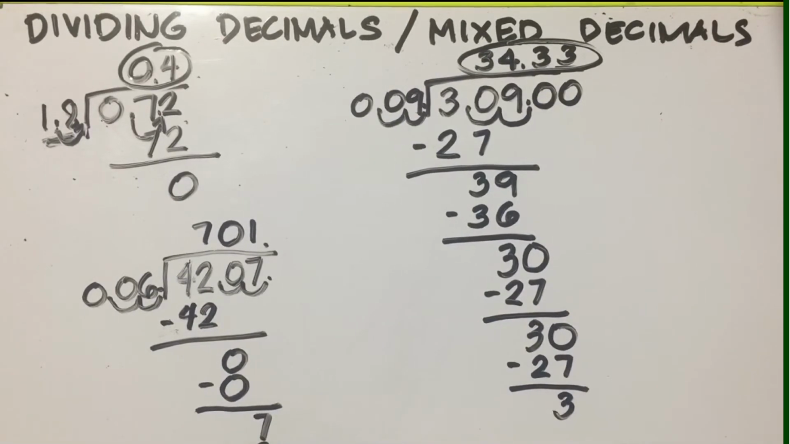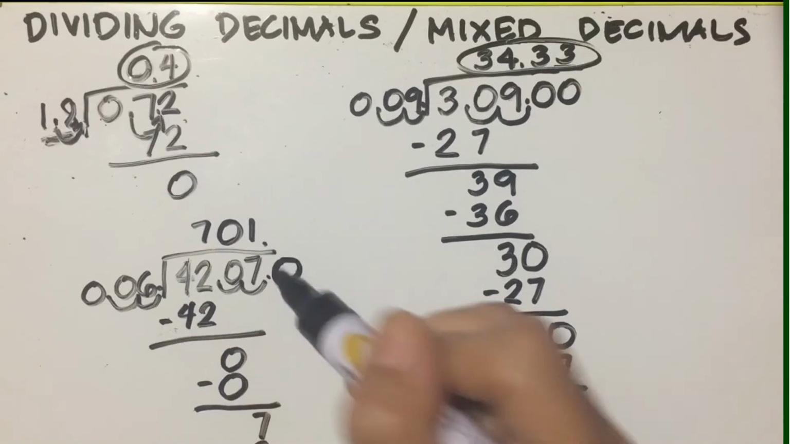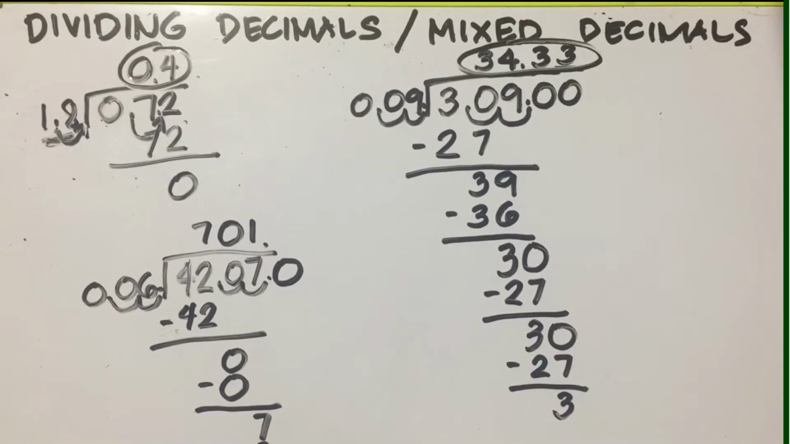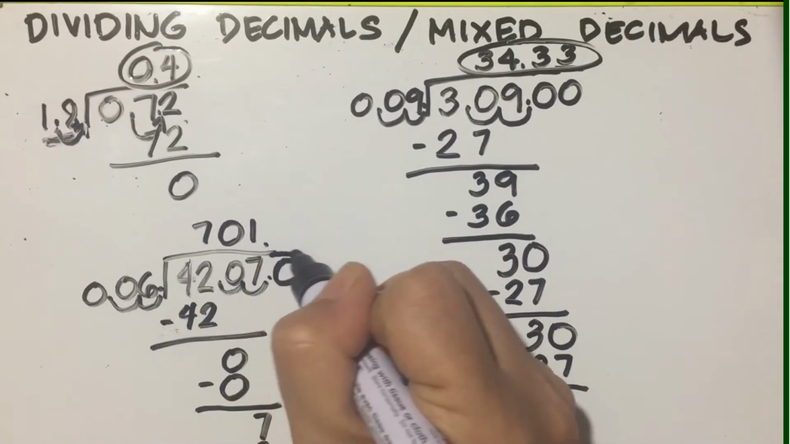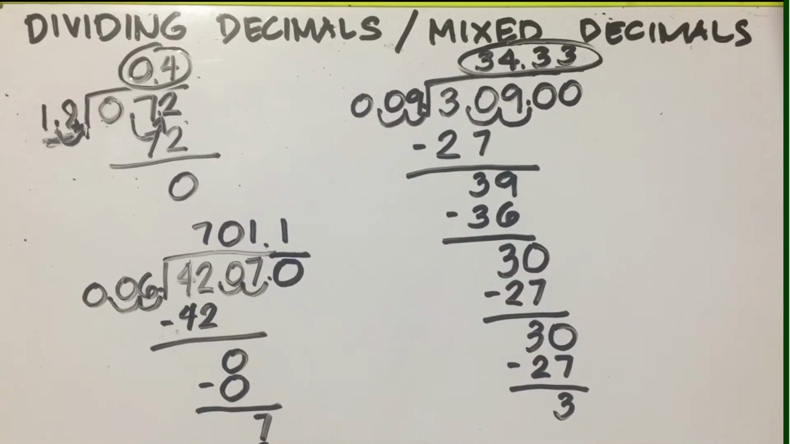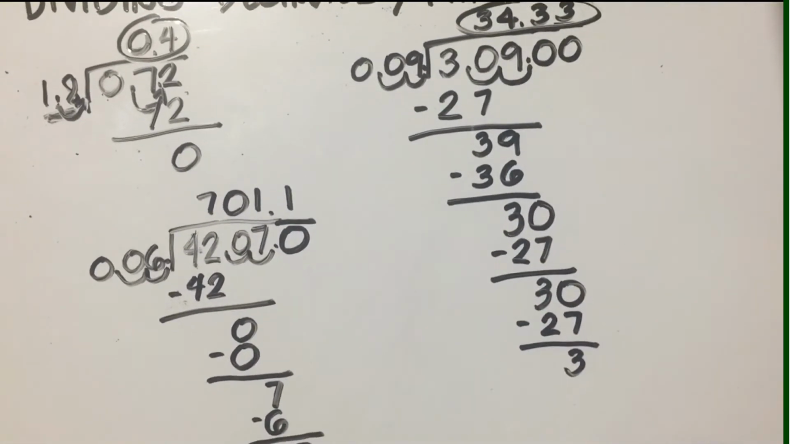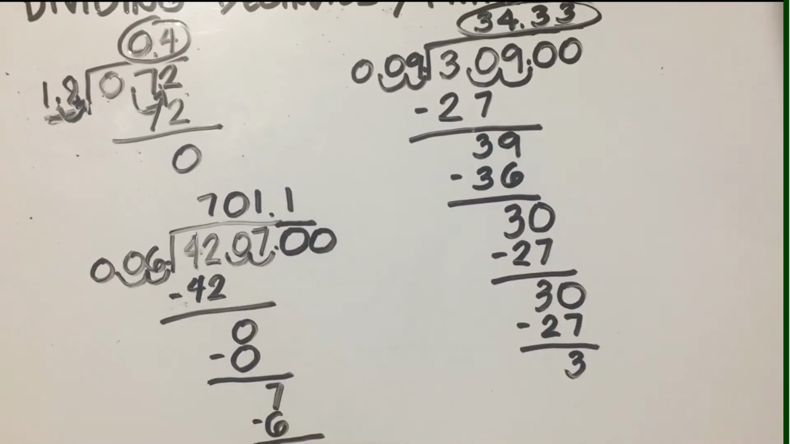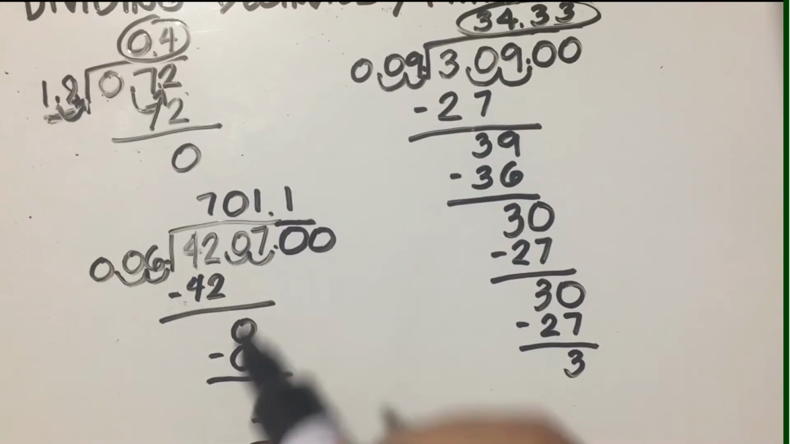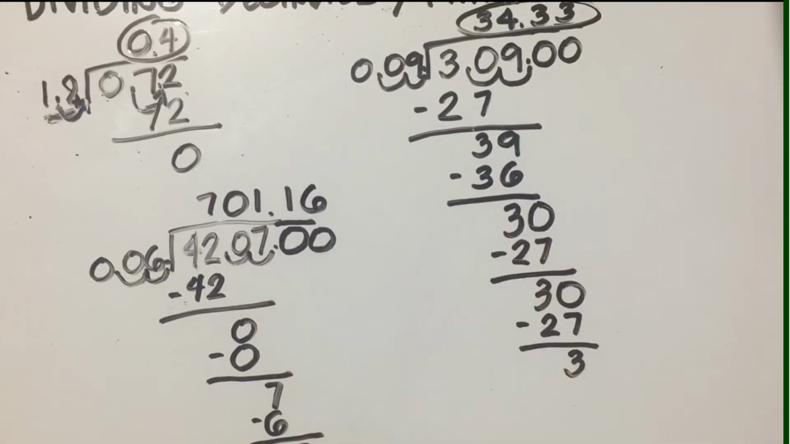Then we have 1. Let's add another 0. Okay, 10. 10 divided by 6 is 1. 1 times 6 is 6. Okay. 10 minus 6 is 4. Add another 0 here. 40 divided by 6 is 6.